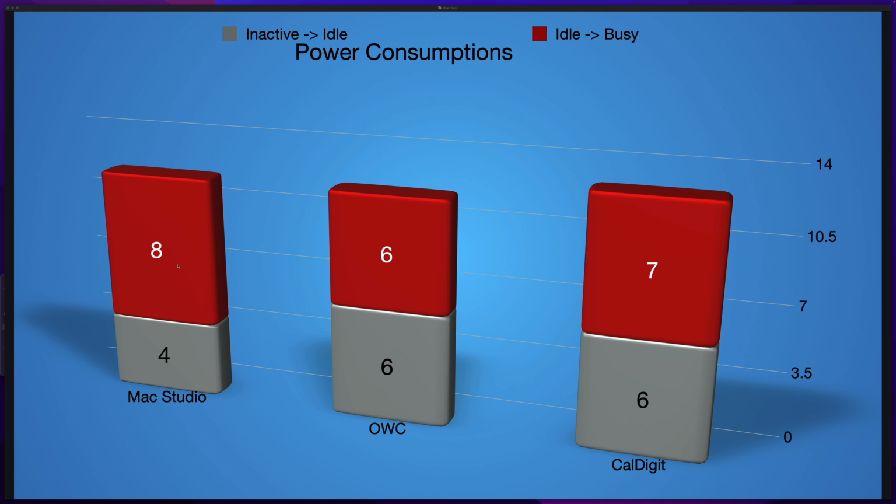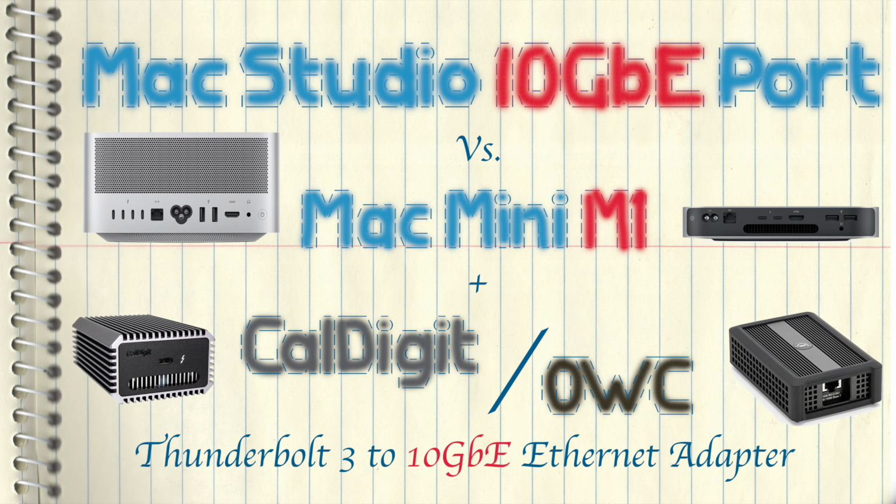The total power consumption, just because I was doing the network testing, was almost the same. I'm not surprised CalDigit is a little bit higher, because first the speed was higher for CalDigit and the temperature was also higher. So that explains why it consumes more power. This is almost the end of the video. Let me summarize it. As you can see, in real world, they behave almost the same.